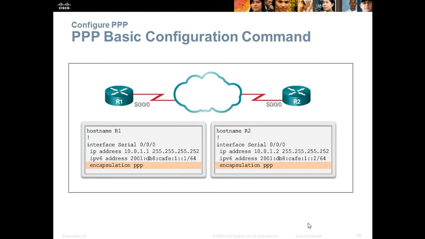PPP basic configuration commands. On router 1, interface serial 0/0/0, encapsulation ppp. On router 2, interface serial 0/0/0 with the proper IP address and then encapsulation ppp.